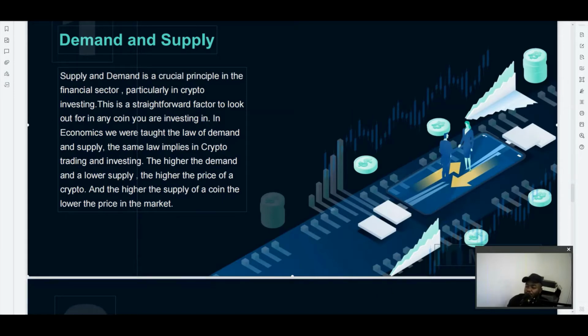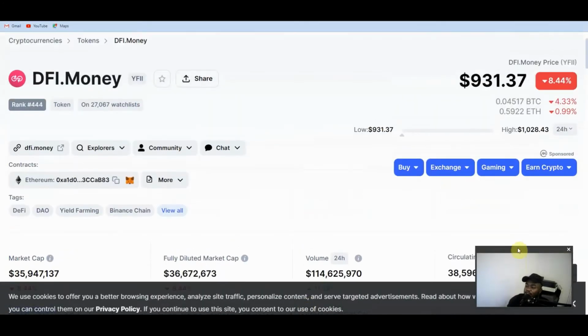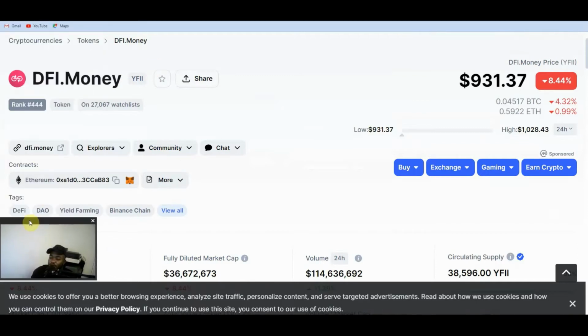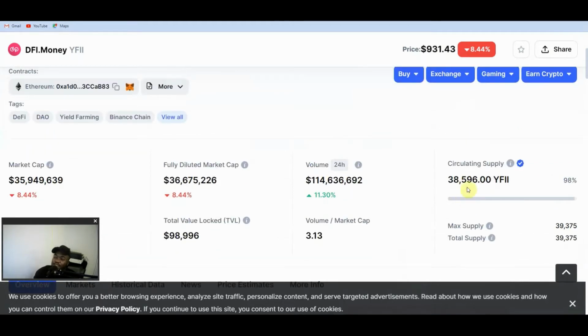For example, if I may give you an example today, let's talk about this coin. This is a particular coin called DeFi Money, known as DeFi Wi-Fi 2. Sometimes I call it Wi-Fi 2, but the name is YF2. Now, this YF2 right here has a total supply of what? 39.3. That is 39,375 coins. In circulation, we have 38.